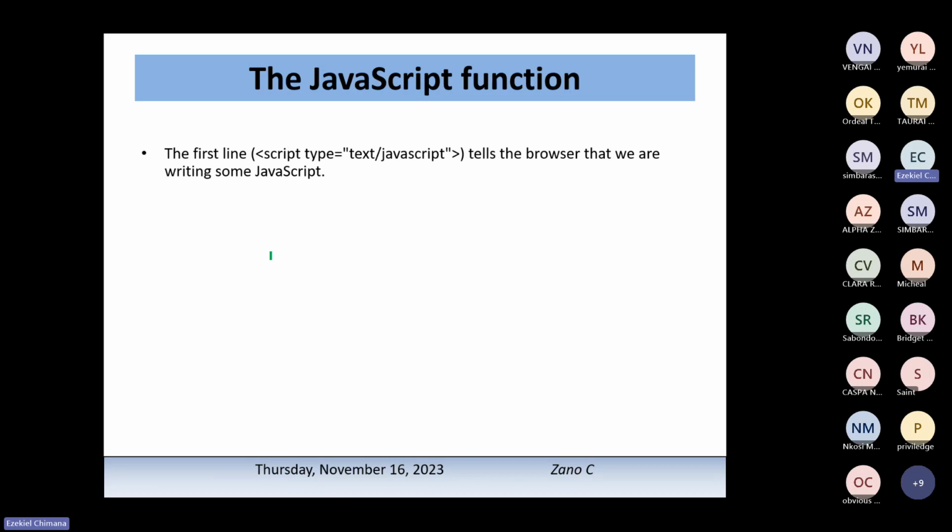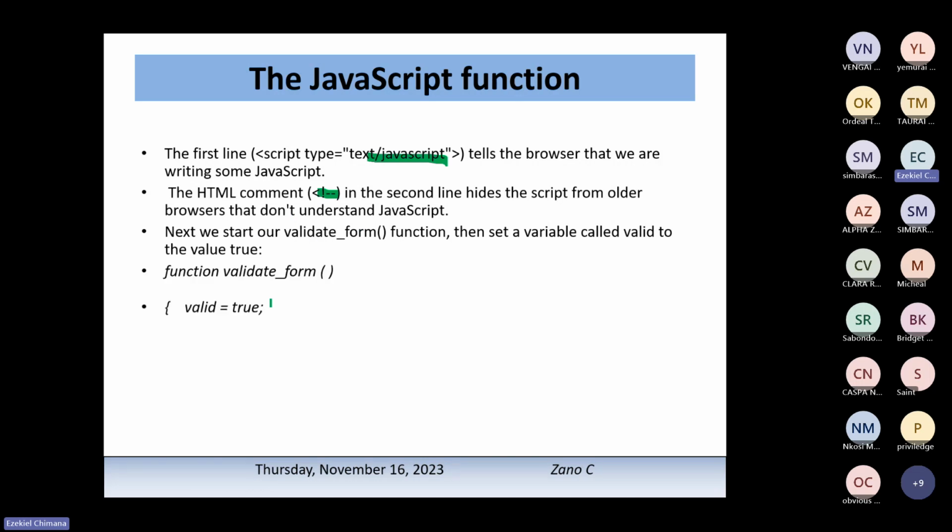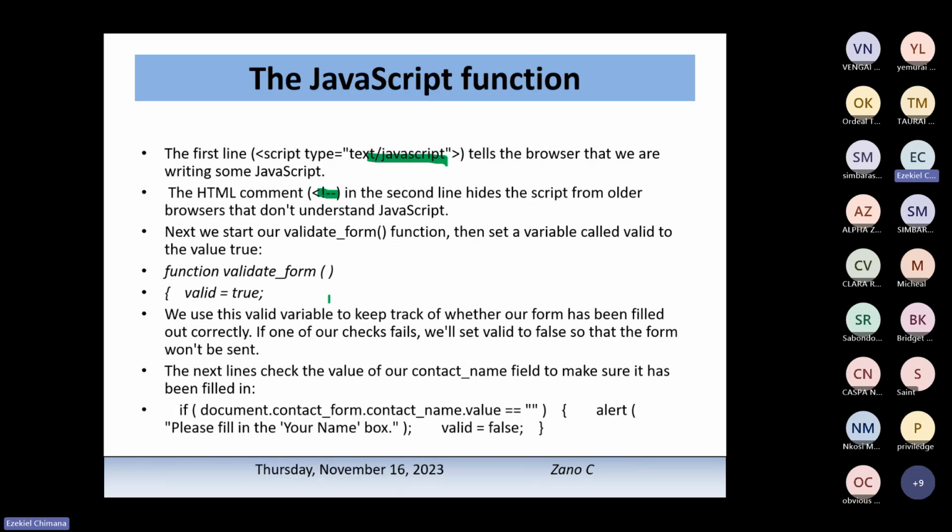So the first line, script type, then text/JavaScript, tells the browser that we are writing some JavaScript code. And then the HTML comment in the second line hides the script from older browsers that don't understand JavaScript. So you can hide that from those which do not understand JavaScript. But I think you get this one. I don't know, is there any need of demonstrating this? I think this is just the basic thing there.